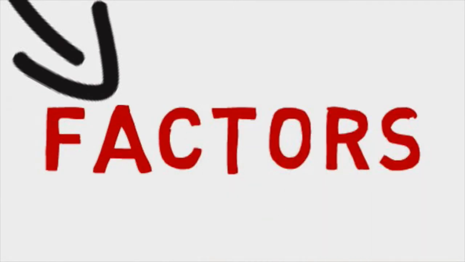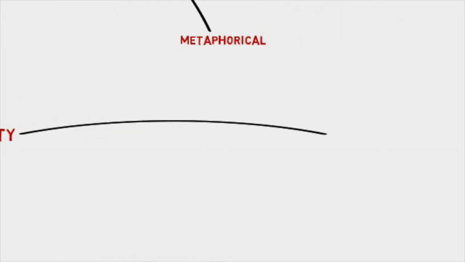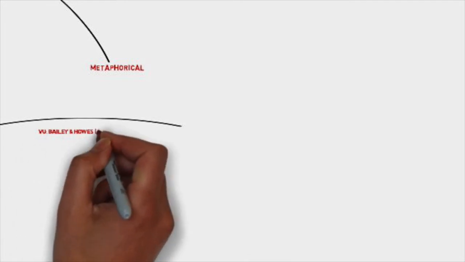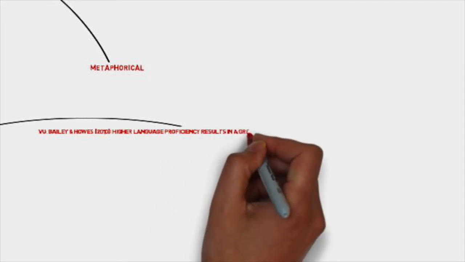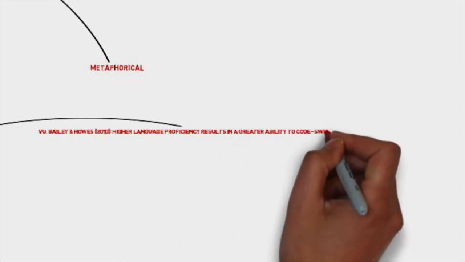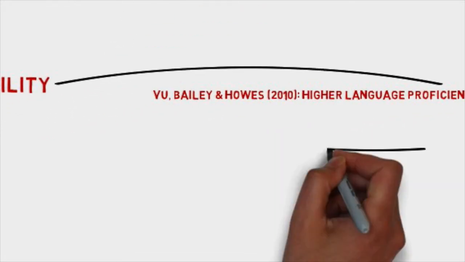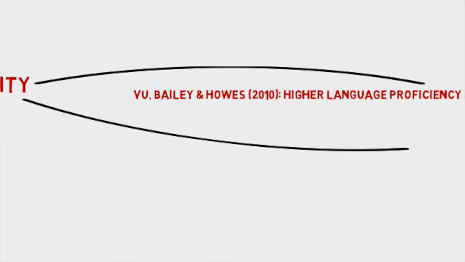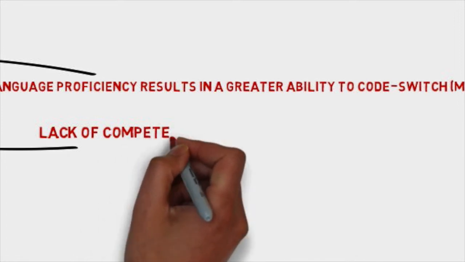There are several factors affecting code switching among individuals. The language ability of an individual is one factor which affects code switching. According to Vu and colleagues, higher language proficiency results in greater code switching ability. Moreover, DeGroot stated that greater metalinguistic awareness results in greater code switches. Metalinguistic awareness refers to the ability to reflect on and manipulate the structural features of language independent of meaning. Hence, greater metalinguistic awareness contributes to greater language ability, which in turn results in greater code switching ability.